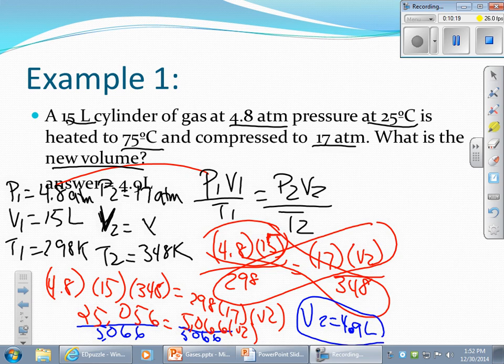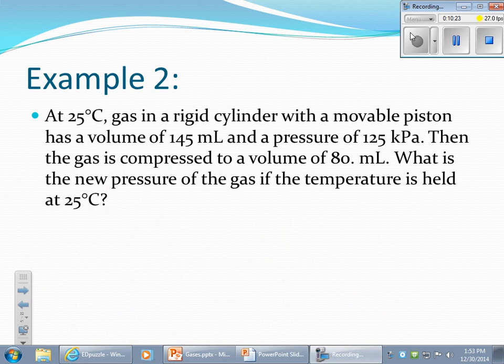Okay, one more example. At 25 degrees Celsius, gas in a rigid cylinder with a movable piston has a volume of 145 milliliters and a pressure of 125 kilopascals. Then the gas is compressed, pushed down to a volume of 80 milliliters. What is the new pressure of the gas if the temperature is held at 25? Remember, the temperature is held constant. What does that mean? Oh yes, we don't need to include it in our equation.